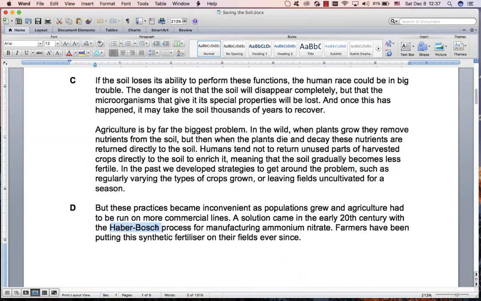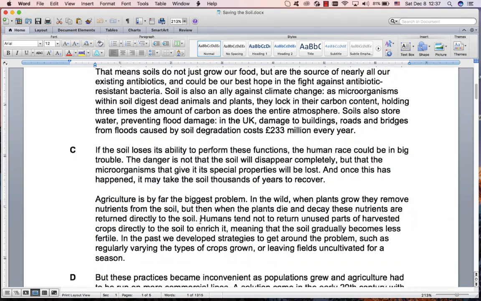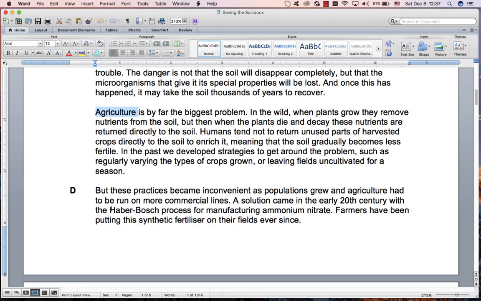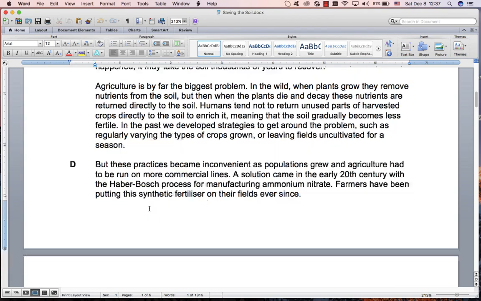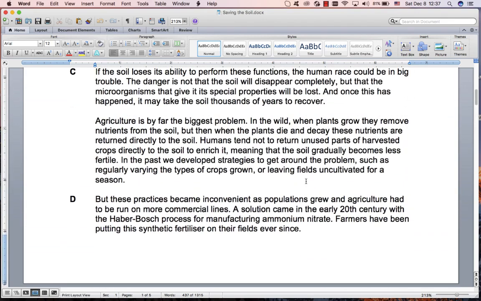Harbour Bosch is over there. Where to start scanning? I don't know. You could start at the beginning, but maybe because the summary ended here, it would be a good idea to start scanning here. So anyway, we find Harbour Bosch over there and keep on scanning a bit, and Pius Floris is over there. So that immediately gives us a very good idea of where these sentences come from.